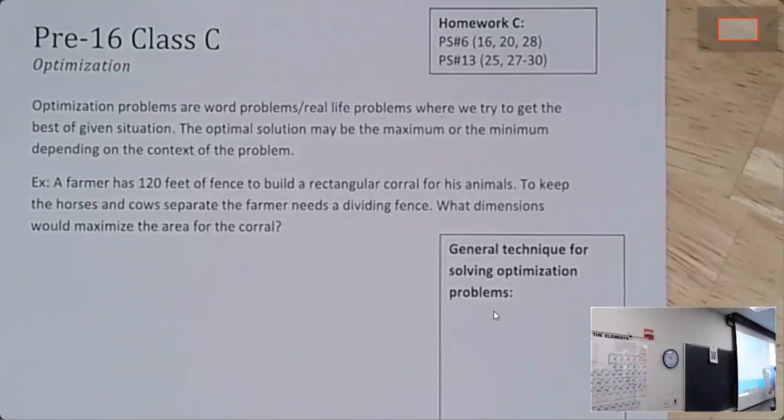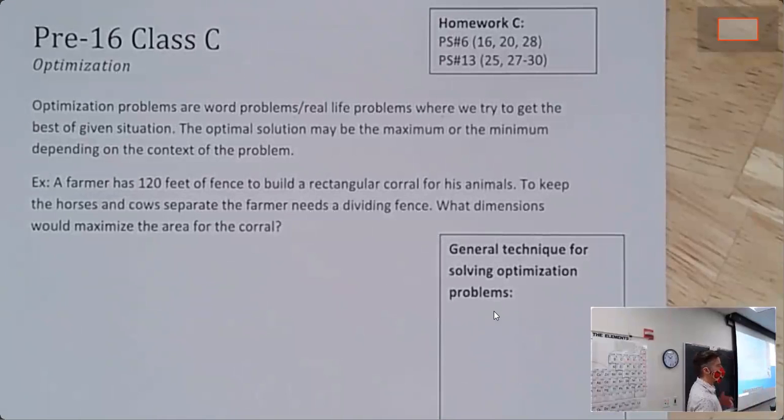So for optimization, we are going to do this problem where a farmer has 120 feet of fence. Well, technically linear feet, because when you talk about feet of fence, it's not really square feet or whatever. The farmer has 120 feet of length of fence, and they're going to build a rectangular corral for his animals. He wants to keep the horses and the cows separate for some reason, and the farmer needs a dividing fence. What dimensions would maximize the area for the corral?